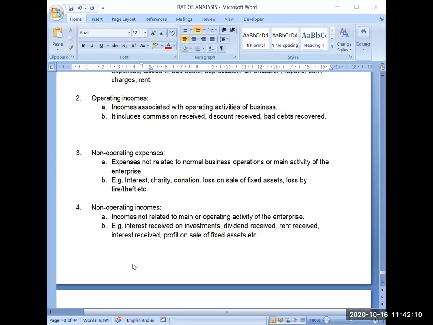So either they will be receiving interest, or if they are investing their funds in shares, then they will be receiving dividend. Or if they have invested their amount in some property, then they might be receiving some rent for it. So these are termed as non-operating incomes: interest received, dividend received, rent received, then profit on sale of fixed assets. These all will be our non-operating incomes.